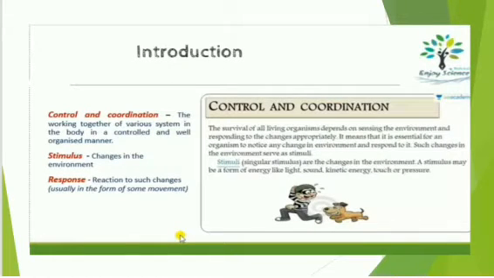What is control and coordination? The working together of various systems in the body in a controlled and well organized manner. In the body, the various systems work together in a controlled and well organized manner. That is called control and coordination.